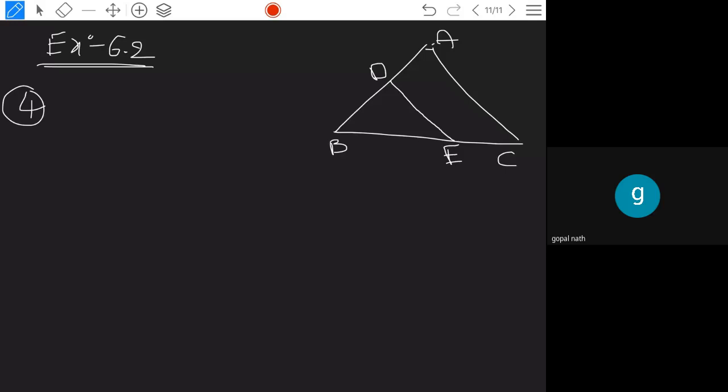Now join A and E, and DF. This problem is very, see here, this line and this line whatever you are drawing, I'm going to show it to you in a different color. Is it clear now? These two are parallel. So here these two things are given and you are asked to prove that BF by FE is equal to BE by EC.